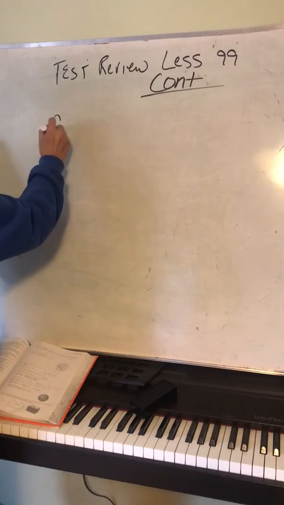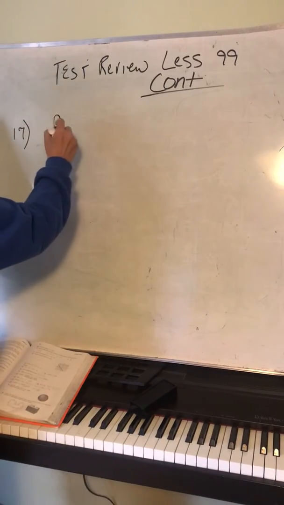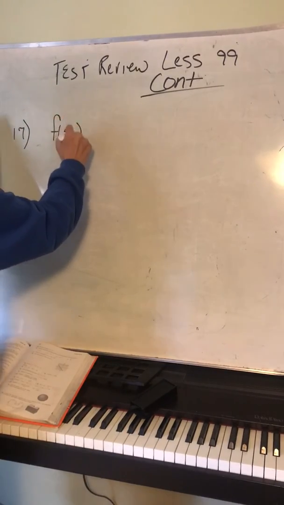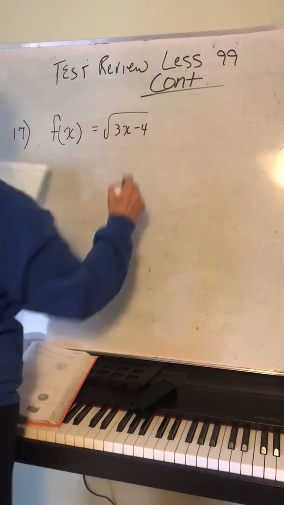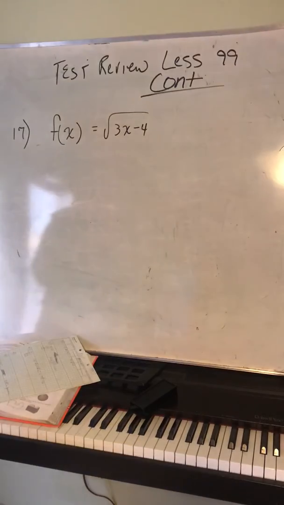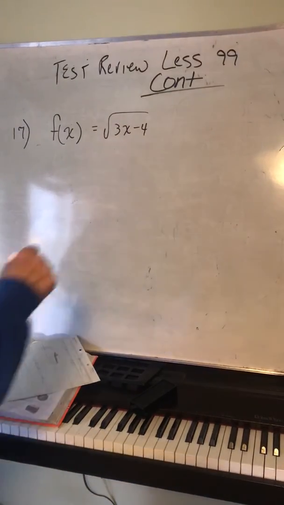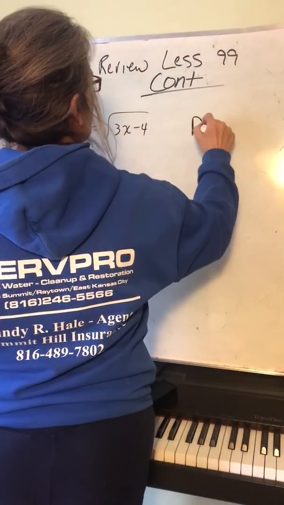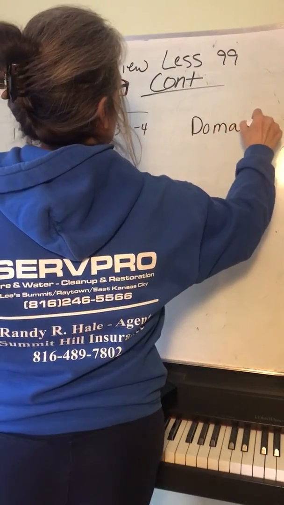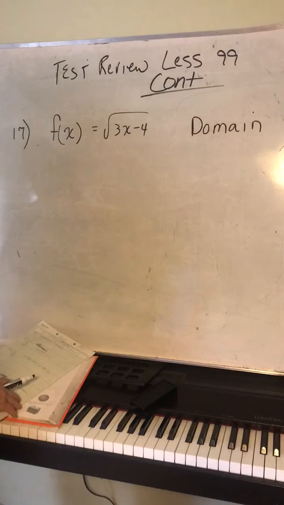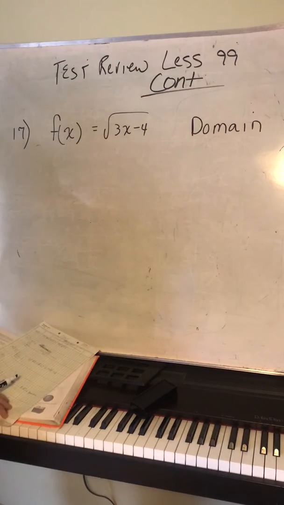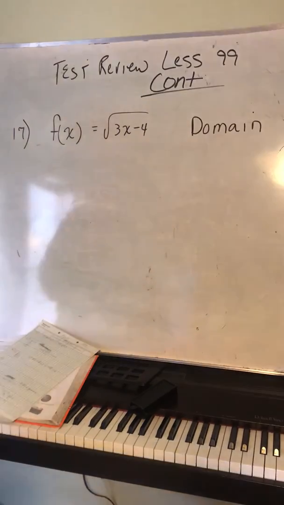This is a function here, f of x equals the square root of 3x minus 4. They want you to determine what the domain and the range is. I'm not sure they're asking for the range. Let me see, 17. They're asking for the domain.